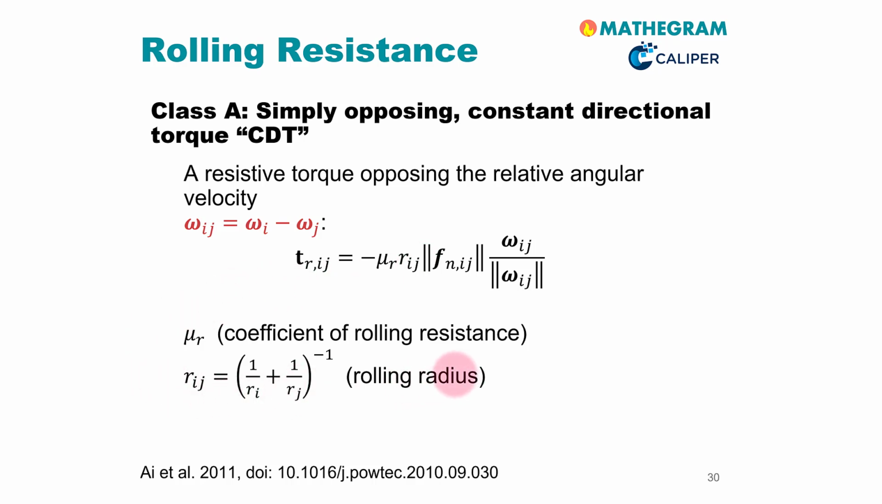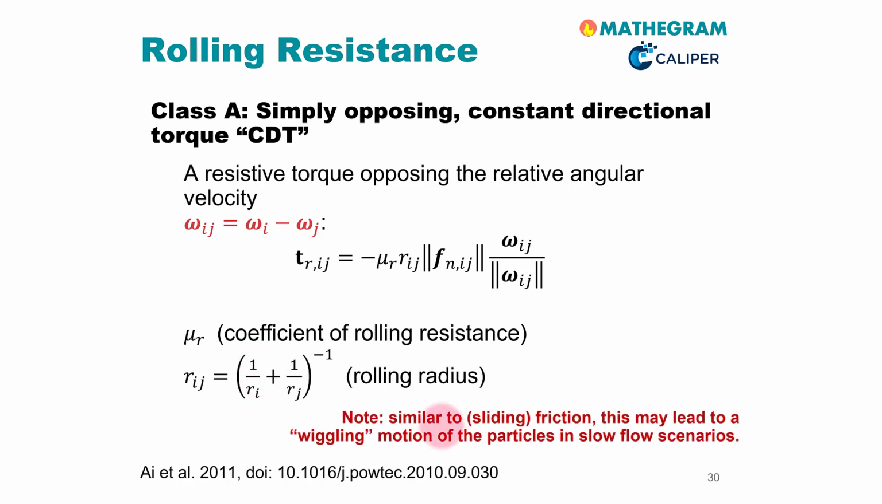We have talked already about this. This rolling radius Rij is, as already said, identical to the effective radius of the particle collision. Please note that in total analogy to sliding friction, applying this class A rolling resistance closure might lead to a wiggling motion, and the reason for that is that we simply have chosen to apply the torque with the full magnitude opposing the direction. This is not good for slow flow scenarios.